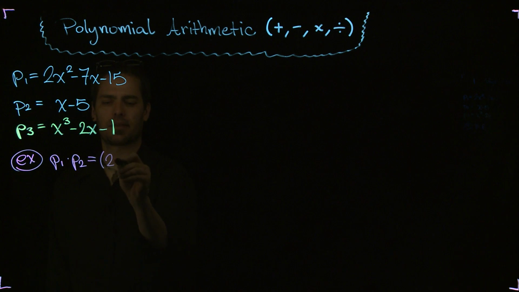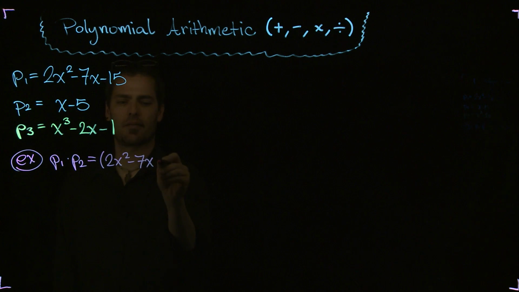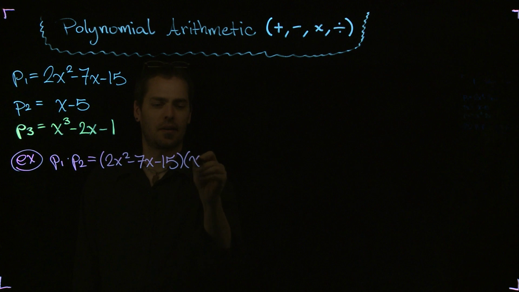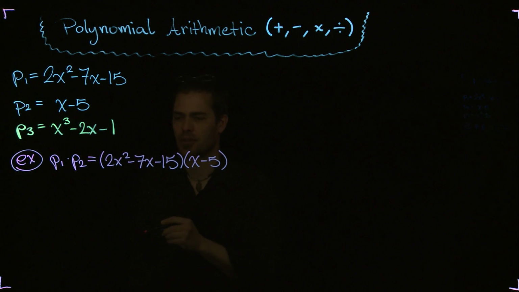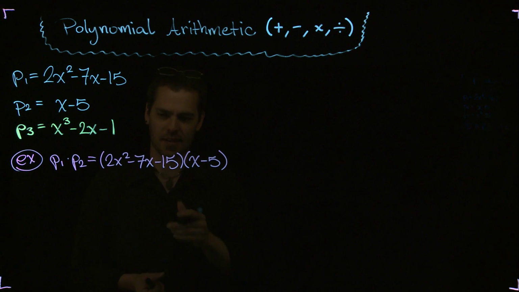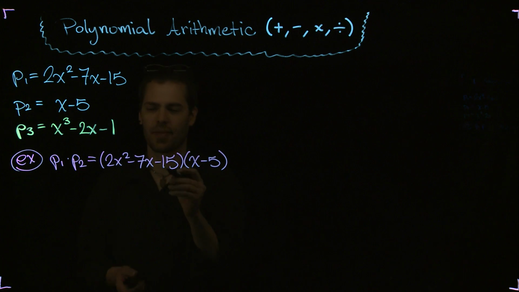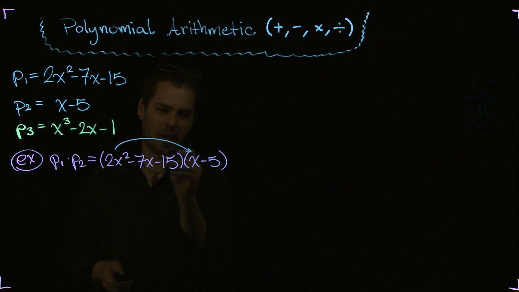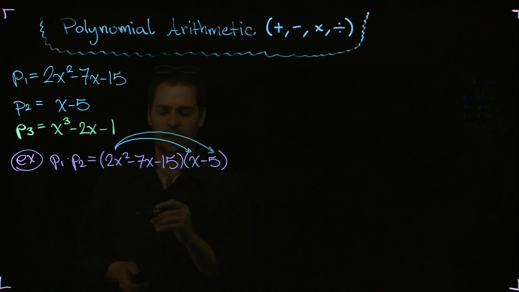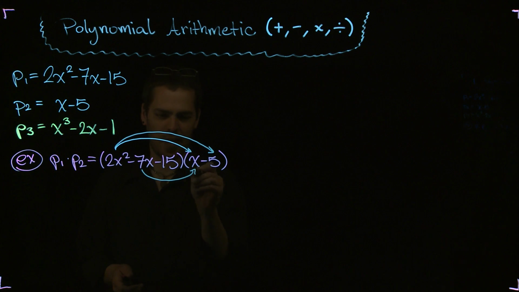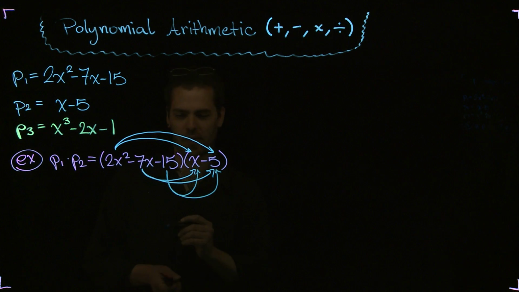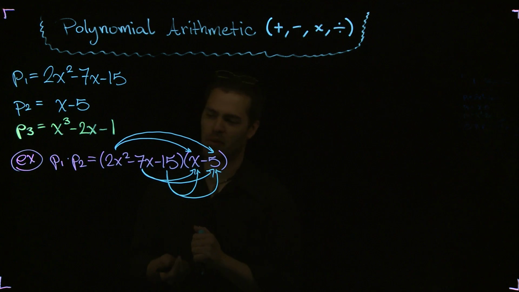So let me start by writing it out. Here's my 2x squared minus 7x minus 15 times x minus 5 is polynomial number 2. And so I like to draw little arrows, at least this helps me visualize what I'm doing here. Starting with the 2x squared, I've got to multiply this by the other terms in the other polynomial. Then I'm going to go on to my negative 7x, multiply that by the other terms in the other polynomial. And then I'll go on to the negative 15 and multiply that by the other terms in the other polynomial. So as you can see, every term from one polynomial gets multiplied by every term in the other polynomial. And that's how we do polynomial multiplication. So let's see how all this comes out.